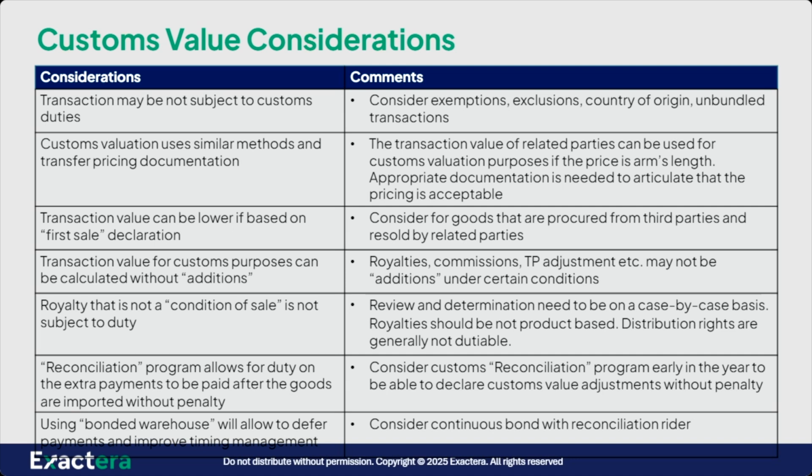So-called additions, those are things like royalties, commissions, transfer pricing adjustments, and they can be added to the value of goods, or sometimes you can avoid adding those. And then it's a complicated discussion as well, and we can touch on that in later slides.